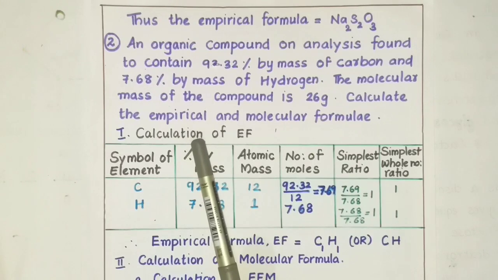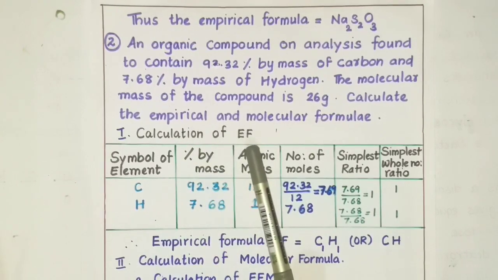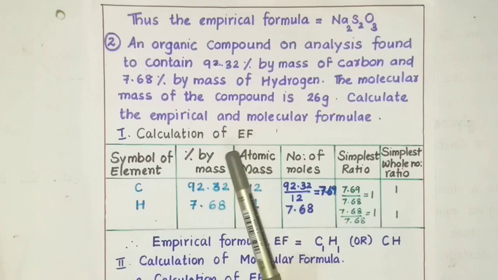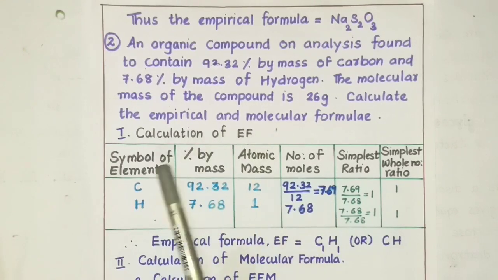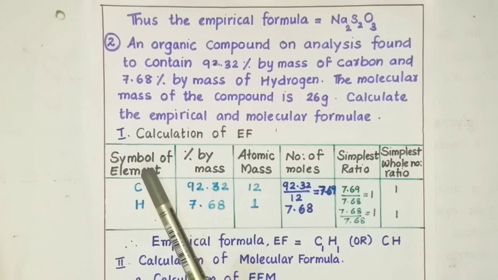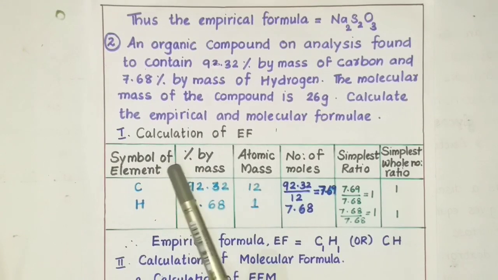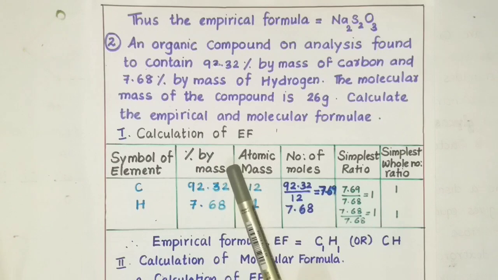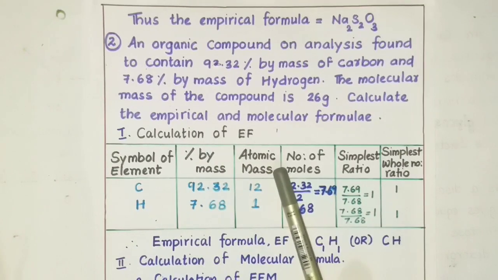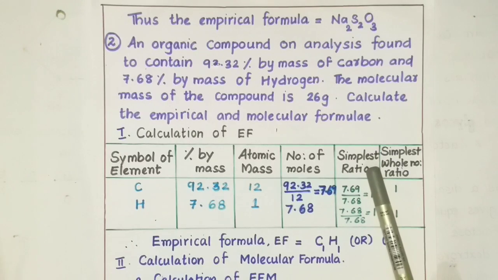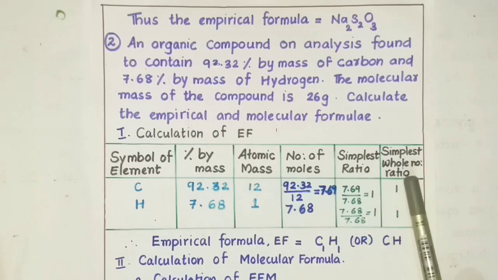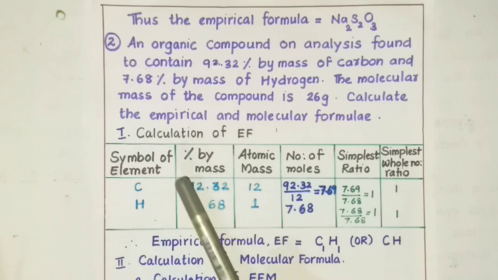First step is to calculate the empirical formula. For calculating the empirical formula, first we draw 6 columns. First column, symbol of element. Second one, percentage by mass. Third one, atomic mass. Fourth one, number of moles. The next one, simplest ratio. Last one, simplest whole number ratio.